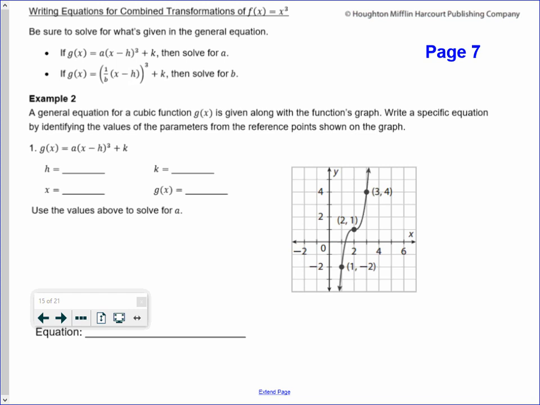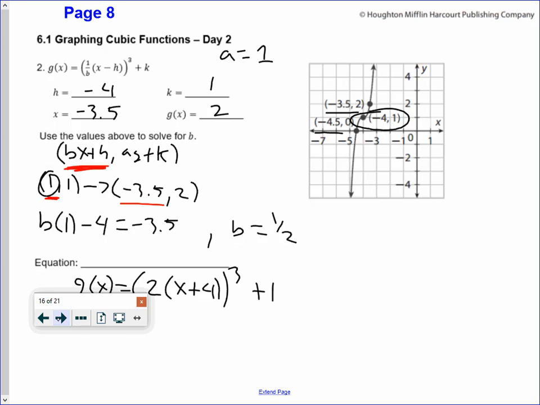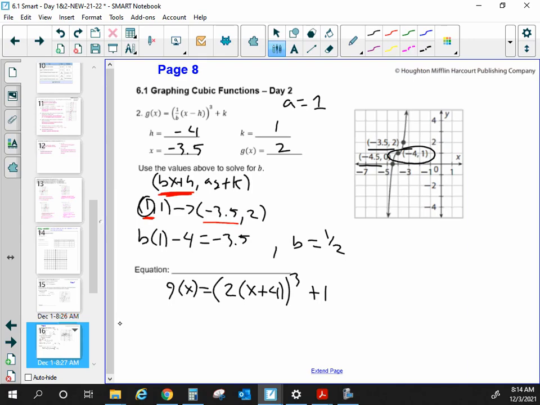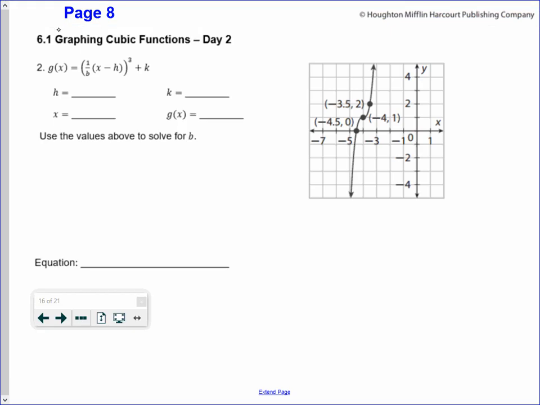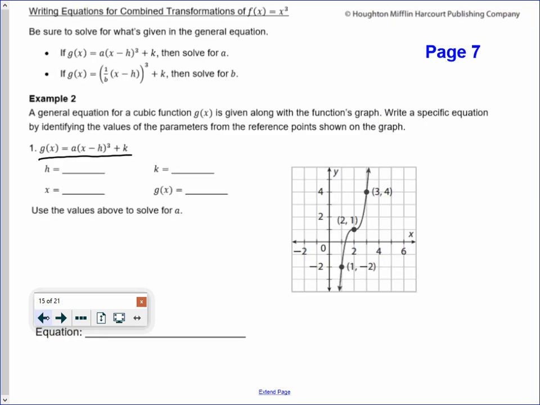So for instance, on number one, we're saying g of x equals a times (x minus h) all cubed plus k. I don't see it being that equation, so I'm asking you to solve for the a. But right here on number two, which should be erased, there we go. Look at number two here. I'm asking you to solve for the b value. I've given you an equation with b in it, so I'm asking you to really solve just for b. All right, so you're going to know, from what the equation says, which variable to solve for.